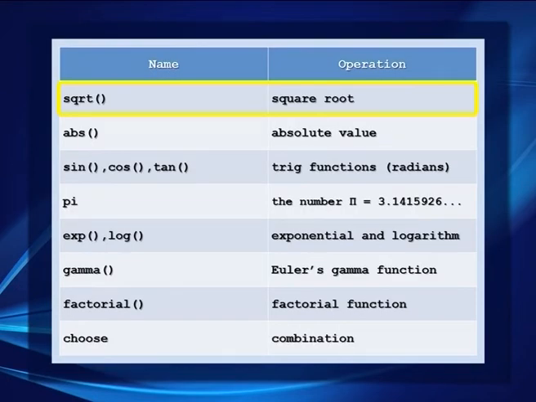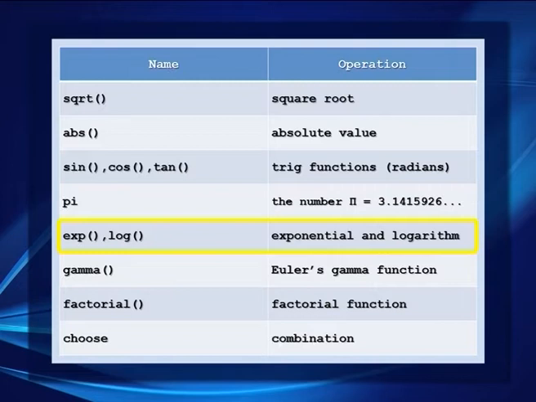SQRT indicates square root. ABS indicates absolute value. Sin, cos, tan indicate trigonometric functions. Pi indicates the number pi whose value is 3.1415.